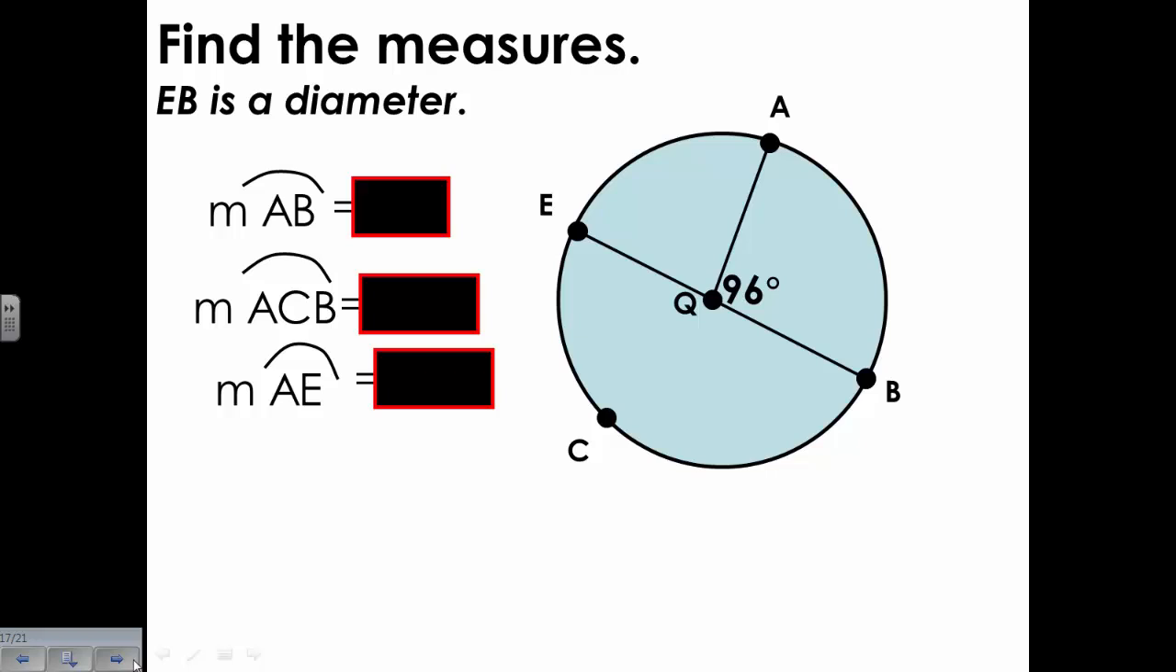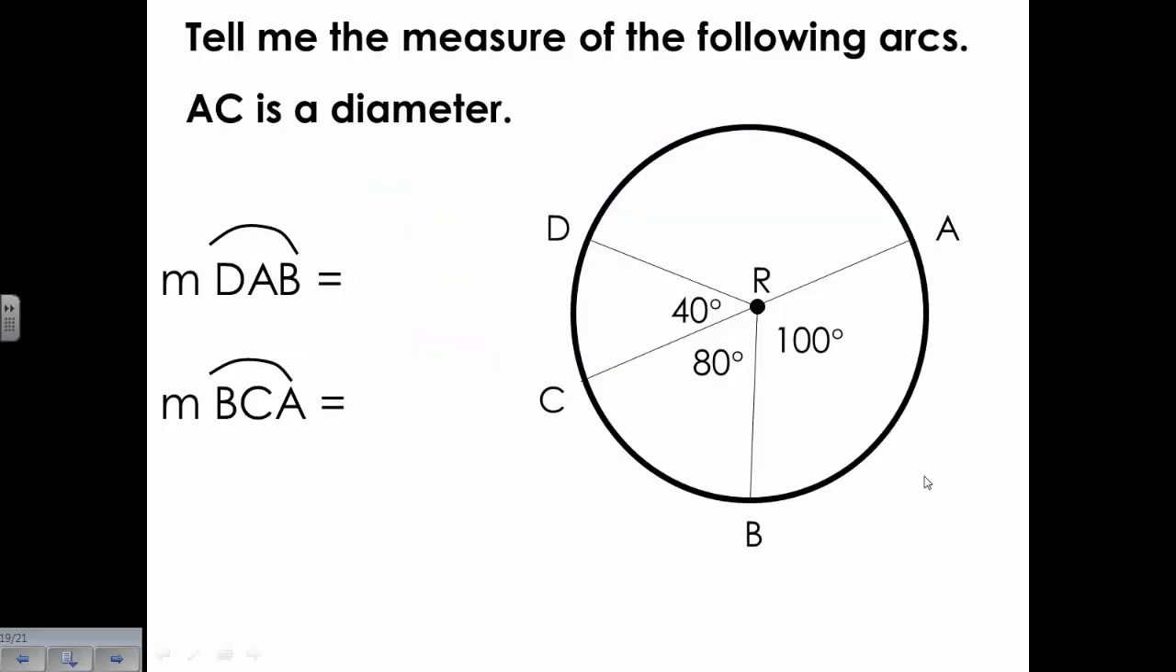Copy this one down. Find the measure of arc AB. This one's the easiest. It just represents the formula that you were just shown. The measure of the arc is equal to the measure of the angle. Now I need arc ACB. That's all the way around the circle except for the 96. So you could say 360 minus 96. Now I need AE. Well, E to B is a diameter, so that's half the circle. So what's 180 minus 96? So copy this one down and let's see how you do.